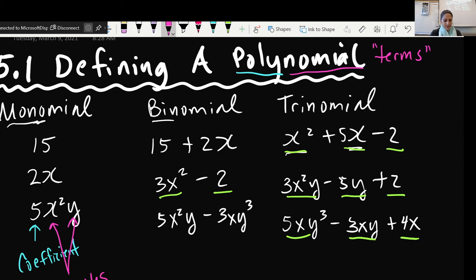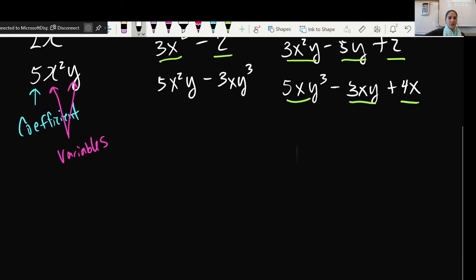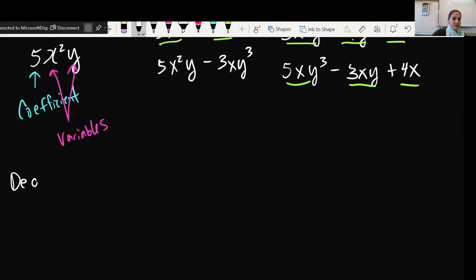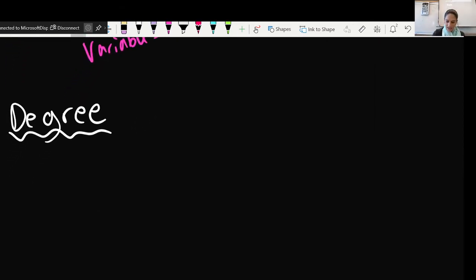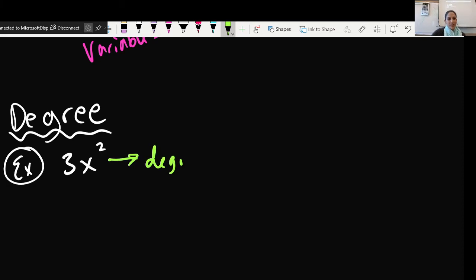Okay, and then the degree is another thing that we're going to look at, but I think this is getting a little bit messy, so I'm going to show you using a separate example. So degree is something that I'm thinking is probably brand new for you. That is the sum of the exponents of the variables in that term. So if we have 3x squared, the degree of this is 2. So we are talking about that part.